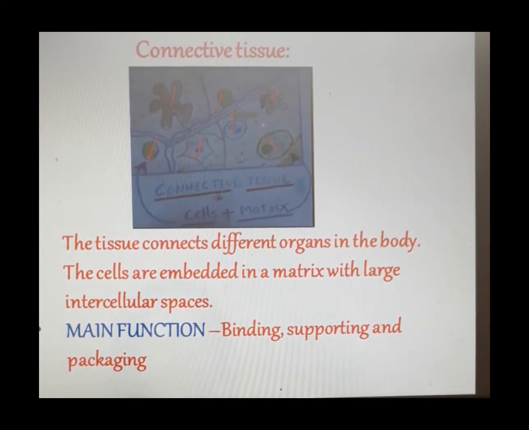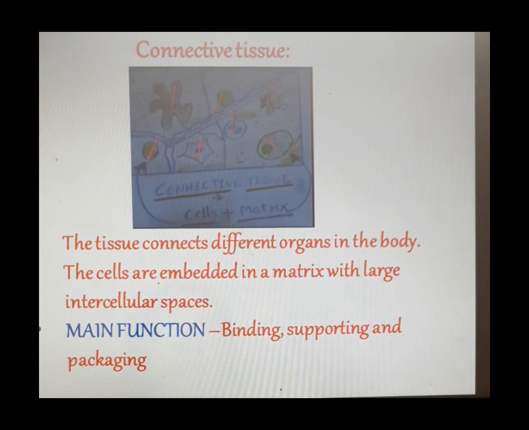See, this is all matrix, and this matrix is made up of various substances. And in between the cells, large intercellular spaces are there. So this is the unique feature of connective tissue. Connective tissue is equal to cells with large intercellular spaces embedded into the matrix.